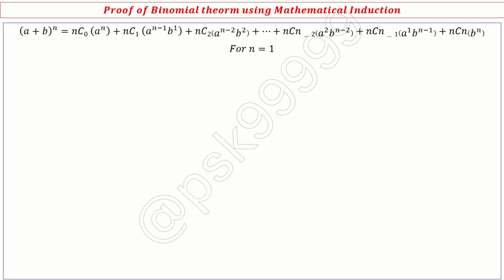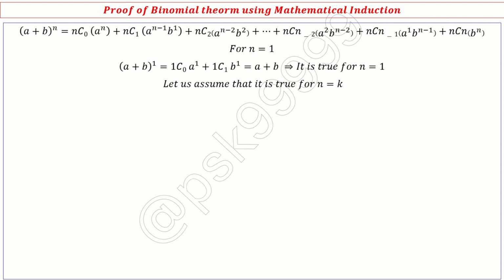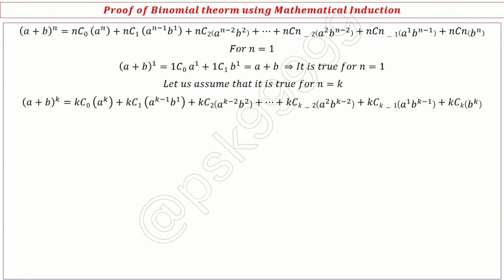For n equal to 1, the LHS is a plus b whole power 1, correct, which is equal to 1C0 a to the power of 1 plus 1C1 b to the power of 1, which is also a plus b. So it is proved for n equal to 1. Now we will assume that it is true for n equal to k, which means a plus b whole power k equals kC0 a to the power of k plus kC1 a to the power of k minus 1 into b to the power of 1 till kCk b to the power of k. We assume that this is true. Now we try to prove that this is also true for n equal to k plus 1.